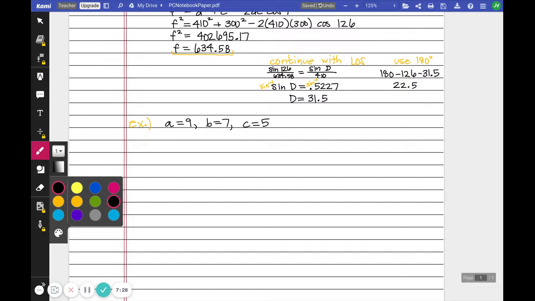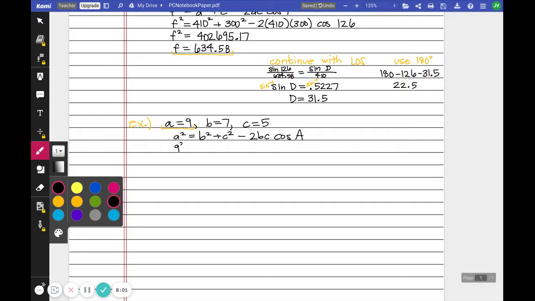Sine gets a little bit wonky. So when you're working with law of cosines and you don't have an angle, you have three sides, center your work around the biggest side, because if there's an obtuse angle, it will be across from the biggest side. So I'm going to use a squared equals b squared plus c squared minus 2bc cosine a.